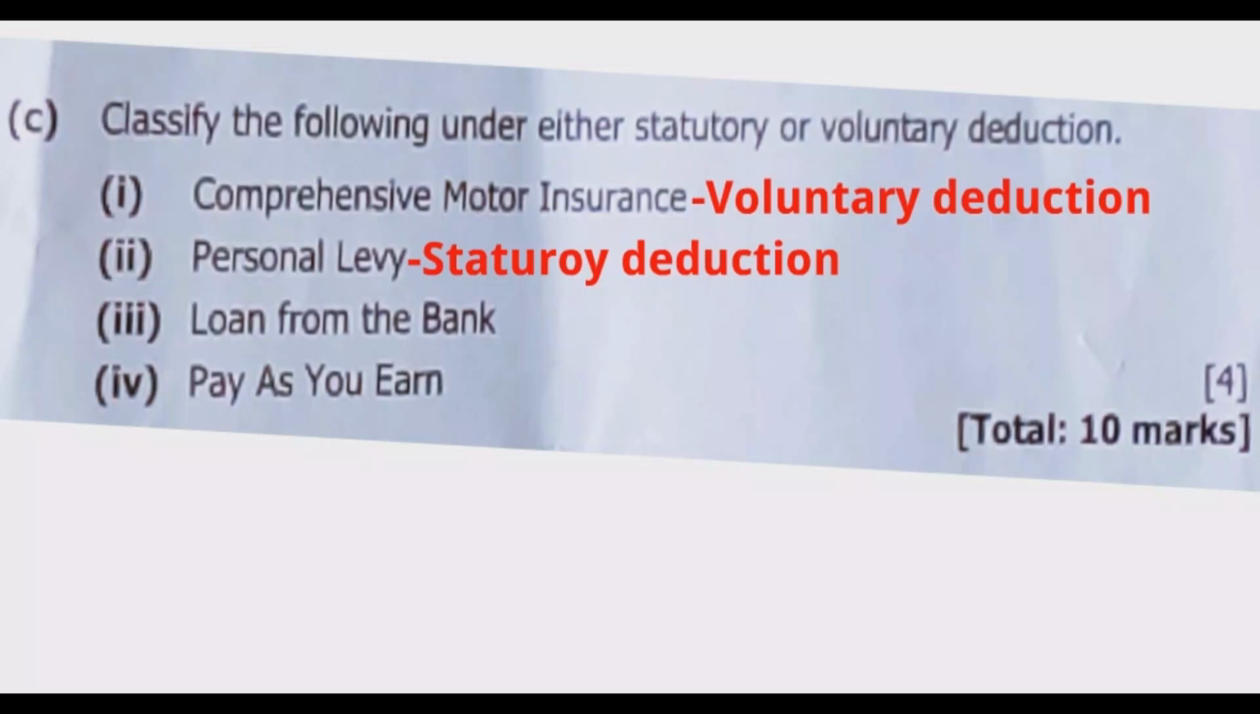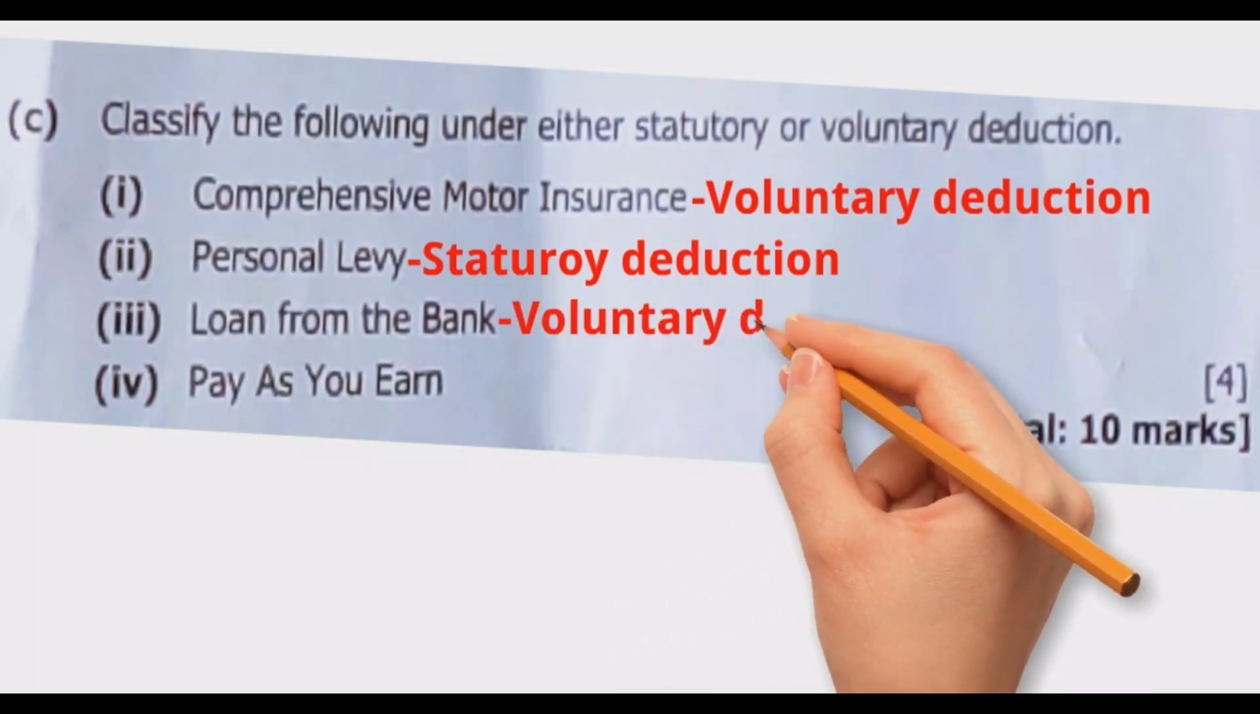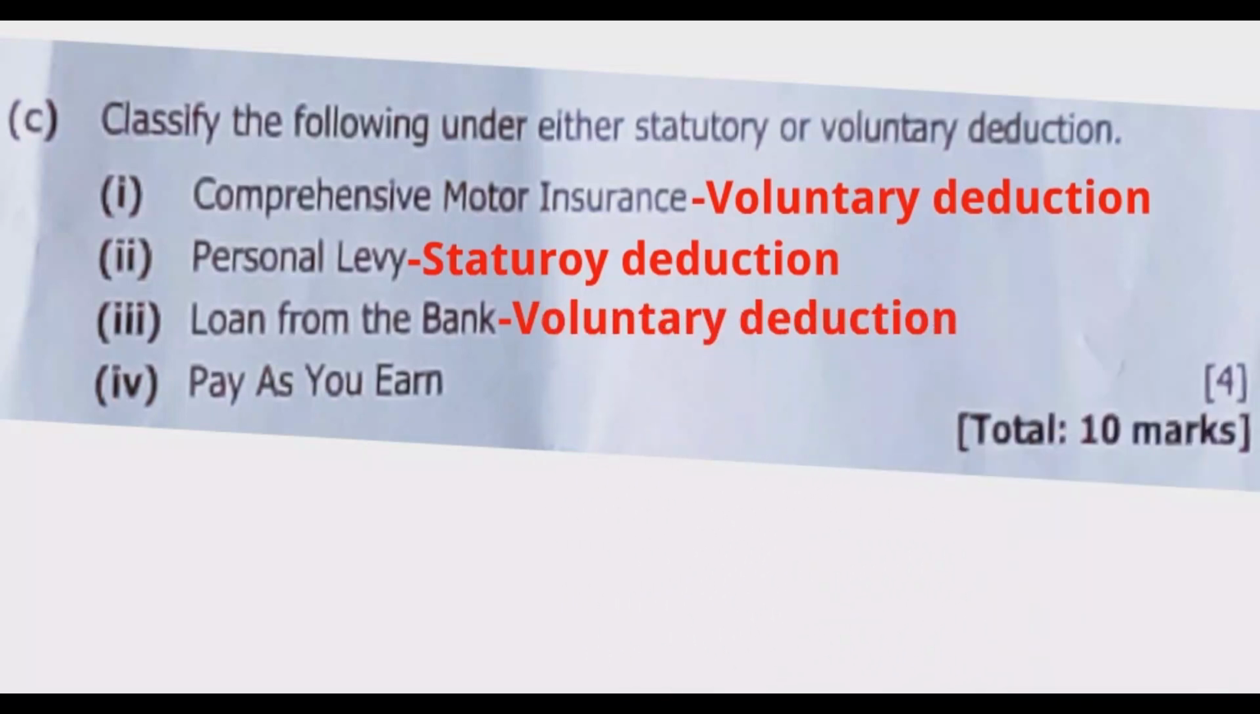3, loan from the bank. This is voluntary. You can choose whether to get a loan or not. Loan from the bank, that is voluntary.